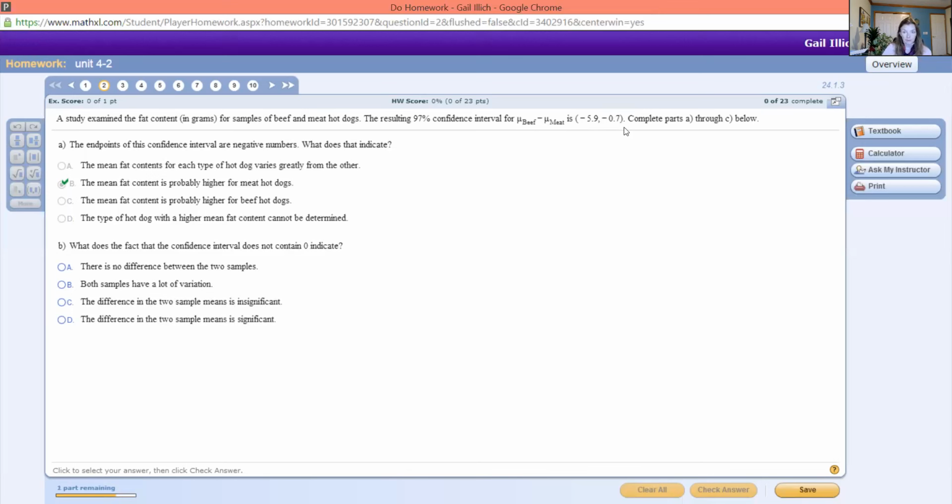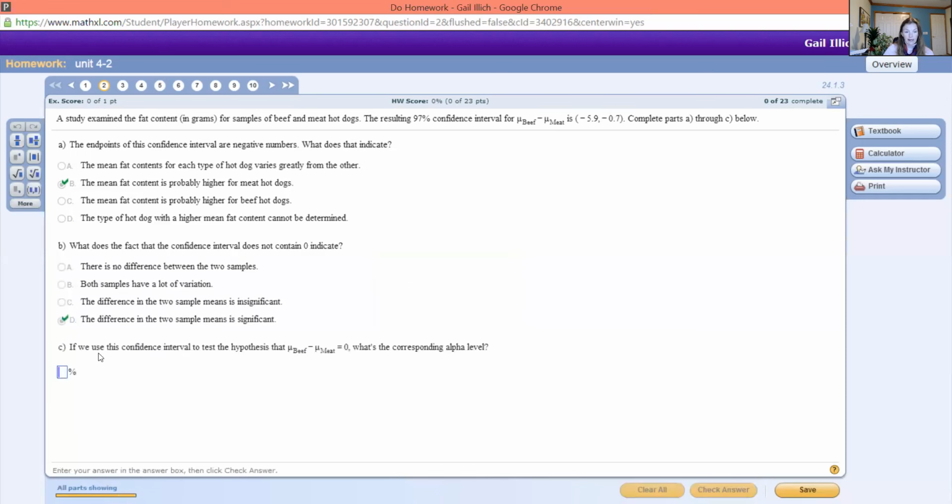But since 0 does not lie within this interval, it means that you have a significant difference in the two sample means. It does seem like all the time the mean of the meat is higher than the mean fat content of the beef. So we would say D.